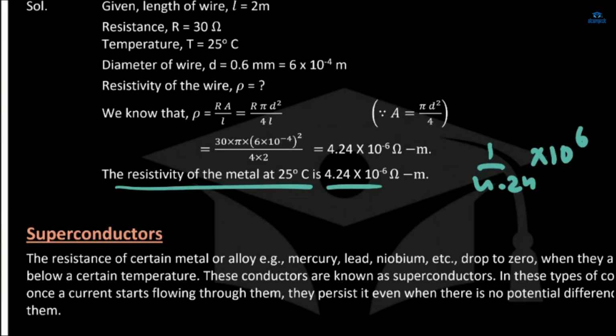समझ रहे हो ना? और 1 upon 4.24 जितना आएगा वो लिख देंगे. 1 upon 4 मान लो 0.25, तो 0.25 के अराउंड आएगा, क्योंकि हम 24 को हटा दिए, तो 1 upon 4 0.25. ठीक है, तो ये आ जाएगी कंडक्टिविटी. ठीक है.